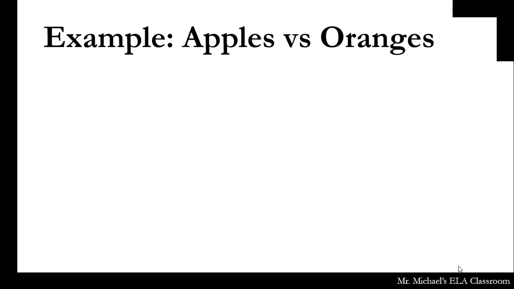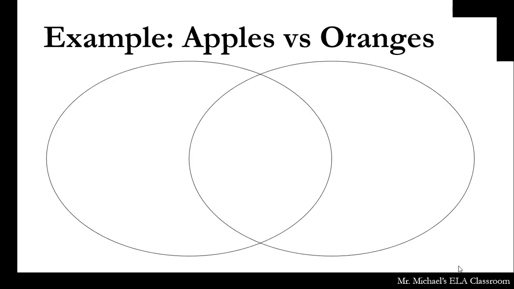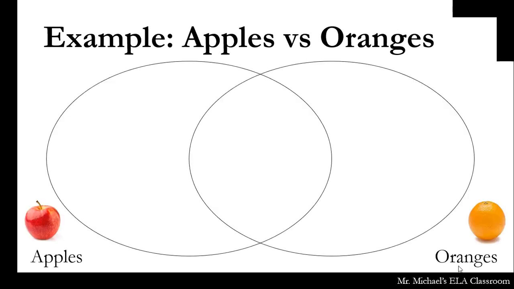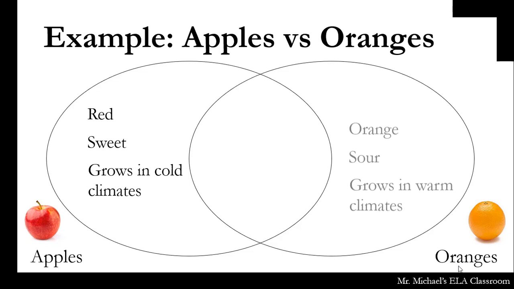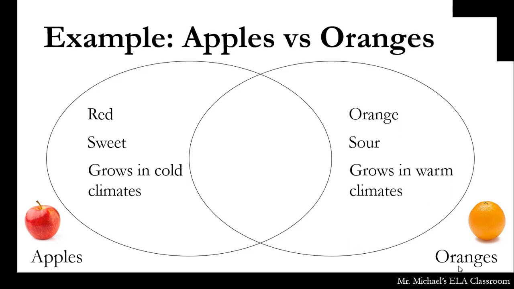And finally, we're going to put our example of apples and oranges in a Venn diagram. So, apples, oranges. Apples are red, sweet, grow in cold climates. Oranges are orange, sour, grow in warm climates. And they're both round, they both have seeds, and they are both healthy.